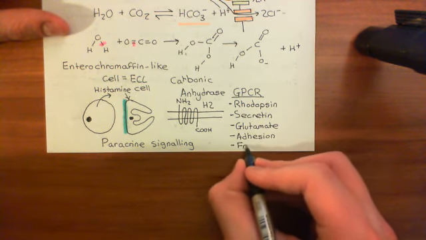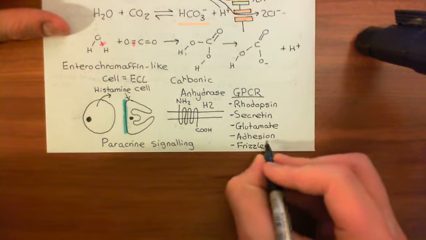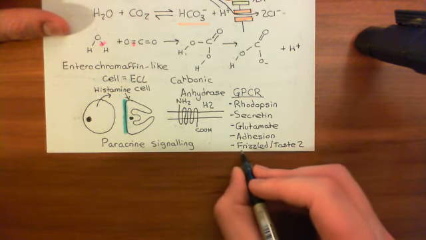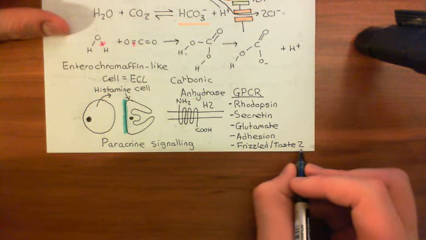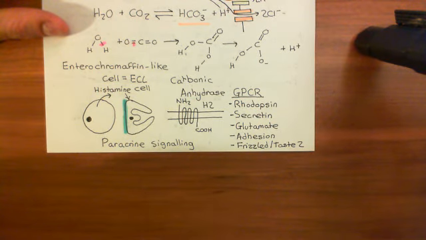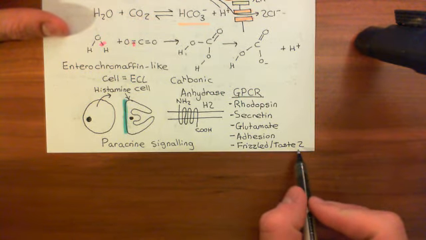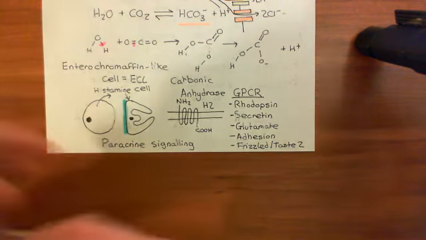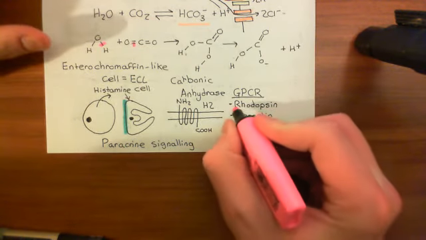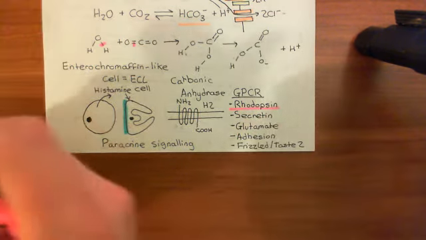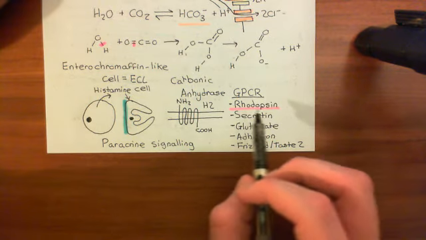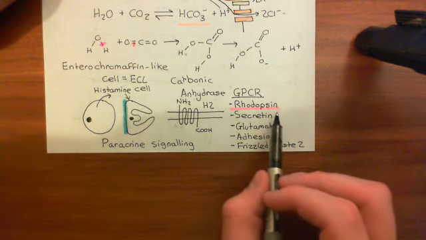And finally, we have a family that is named after its two major members, the frizzled taste 2 family. This contains the frizzled receptor and the taste 2 receptor. The frizzled receptor is involved in the Wnt beta-catenin pathway, and the taste 2 receptor is involved in the gustatory system, sensing bitter tasting molecules. After that little diversion, the rhodopsin family of G protein-coupled receptors is easily the most important. It contains 750 of the known 800 G protein-coupled receptors, so it's easily the biggest.